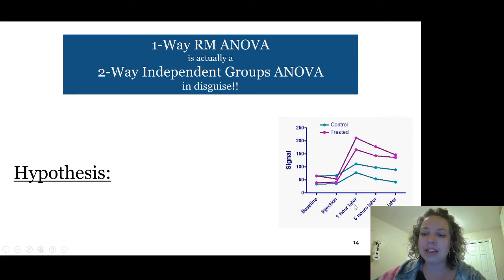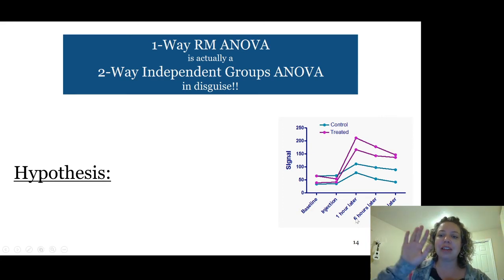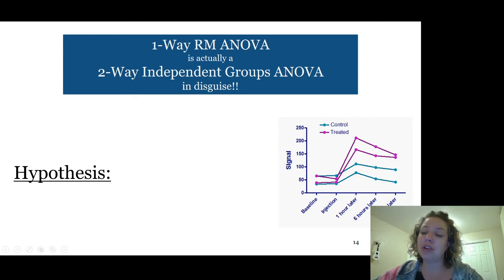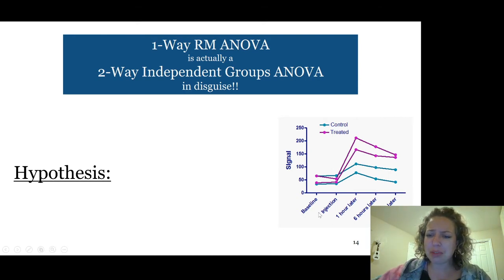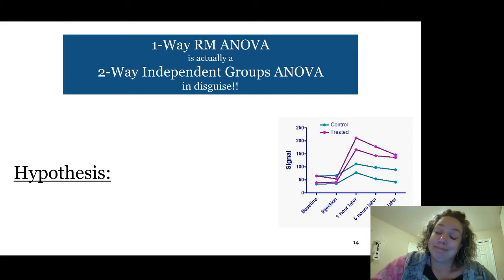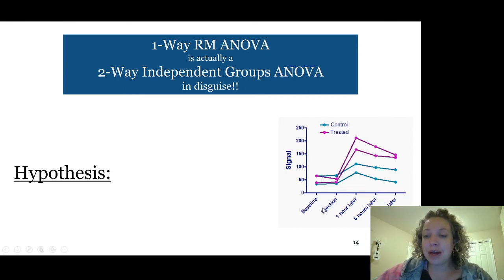And right off the bat, I can see 1 hour to 6 hours later, that's a gap of 5 hours, and 6 hours to 12 hours, that's a gap of 6 hours, which you might say, maybe that's okay. But from injection to 1 hour later, that's only a gap of 1 hour. And baseline to injection, we don't have any idea how long that period was. Who knows? But it's probably not 6 hours. And even if it was 6 hours, it couldn't be both 6 and 1 hours at the same time.